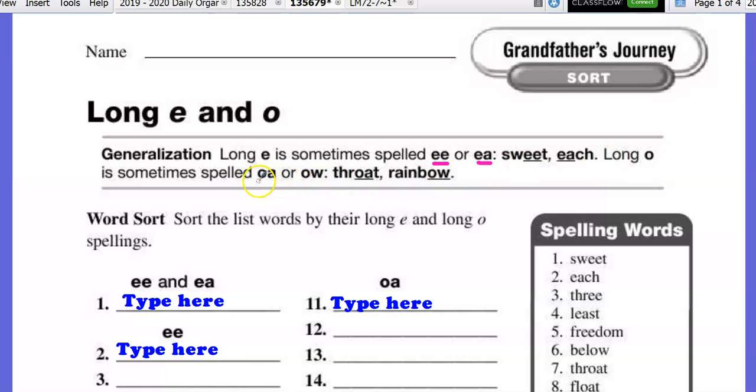Long O can be spelled OA or OW. For example, in the word throat, OA gives you the long O sound. And at the end of rainbow, OW gives you the long O sound.